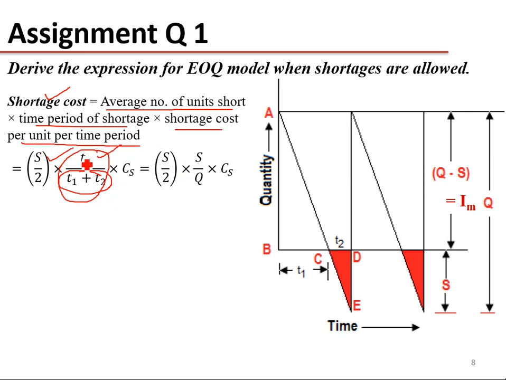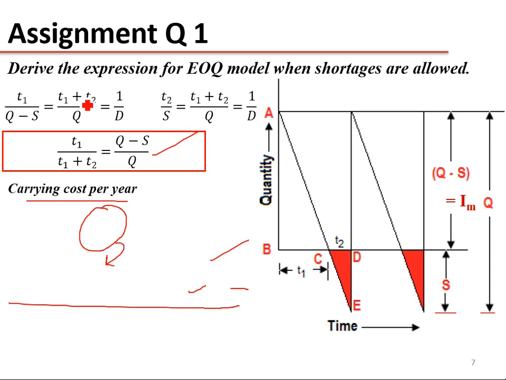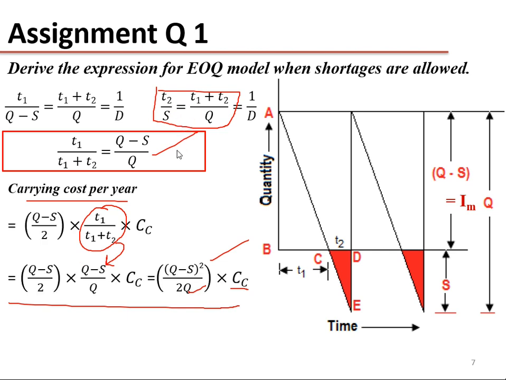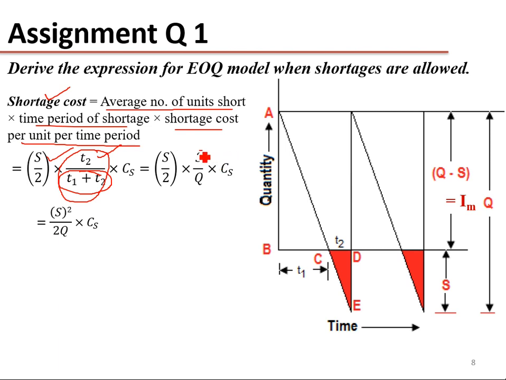This is the shortage cost per unit per time period. So from here, again, T2 over T1 plus T2 we can calculate. This is the equation over here. From here we can easily calculate T2 upon T1 plus T2, and it becomes S upon Q. So we put the T2 upon T1 plus T2 as S upon Q, and you multiply these two things, you get S square upon 2Q, and you get this equation.